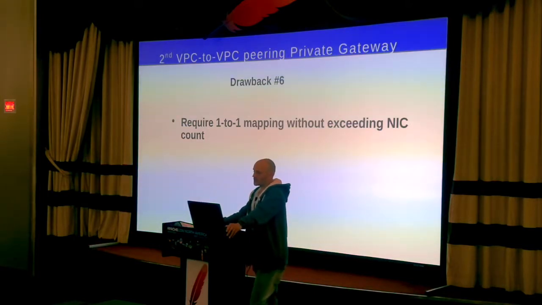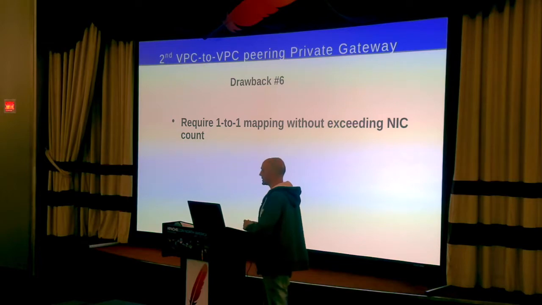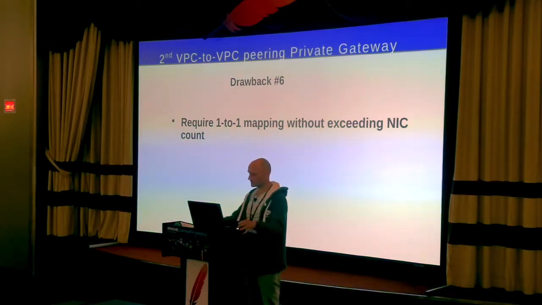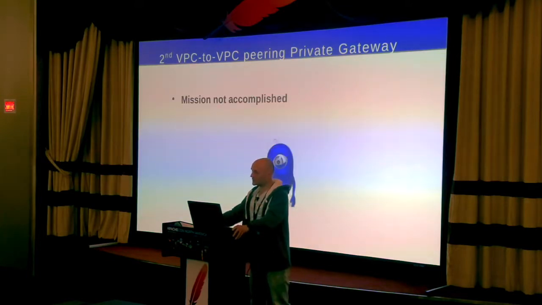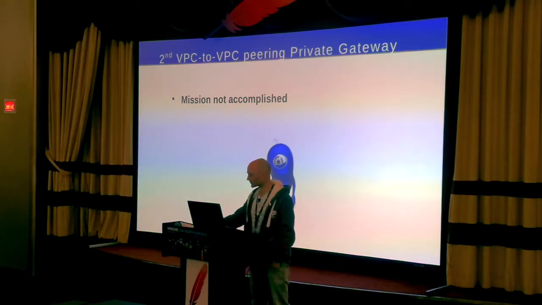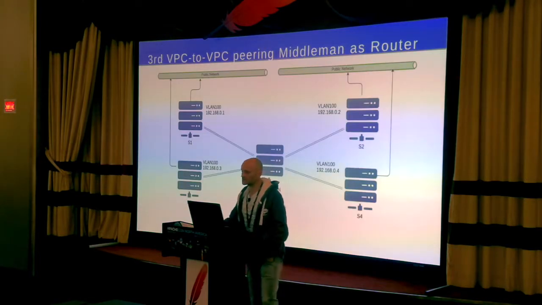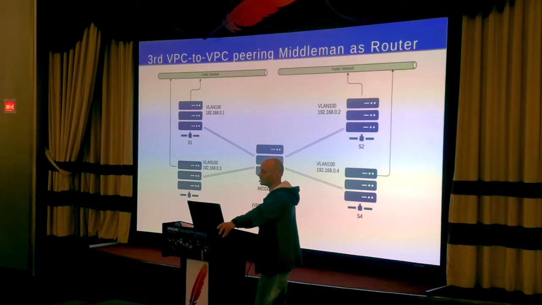The next drawback is that since CloudStack requires a one-to-one mapping for each private gateway, we couldn't peer these 4 VPCs without exceeding the NIC count. So the solution didn't work. Back to the drawing board. Here's something else we tried. Instead of VPCs peering directly with each other, we created a VPC middleman as a router.